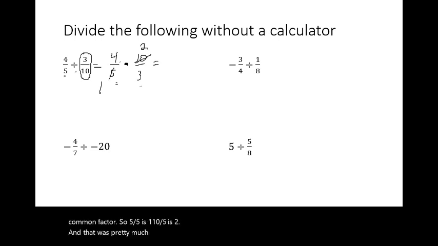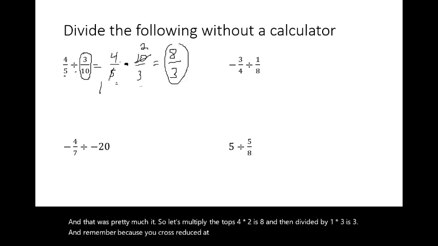So let's multiply the tops. 4 times 2 is 8. And then divided by 1 times 3 is 3. And remember, because you cross-reduced at the beginning, you do not need to cross-reduce at the end.